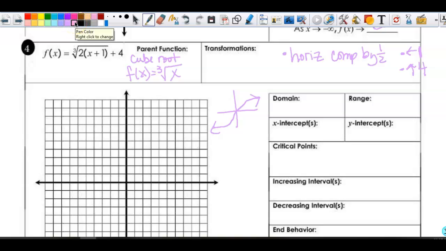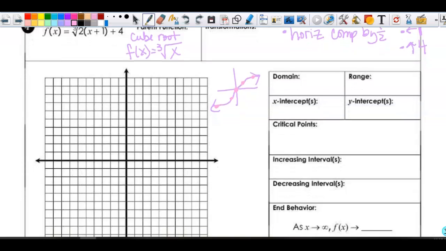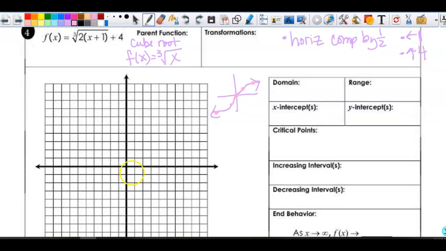So my anchor points, I know it's (0, 0), (1, 1), (-1, -1), and then (8, 2) and (-8, -2). Okay, so there's 5 anchor points here. So I will start with (-8, -2). Okay, so I'll put my pencil here.